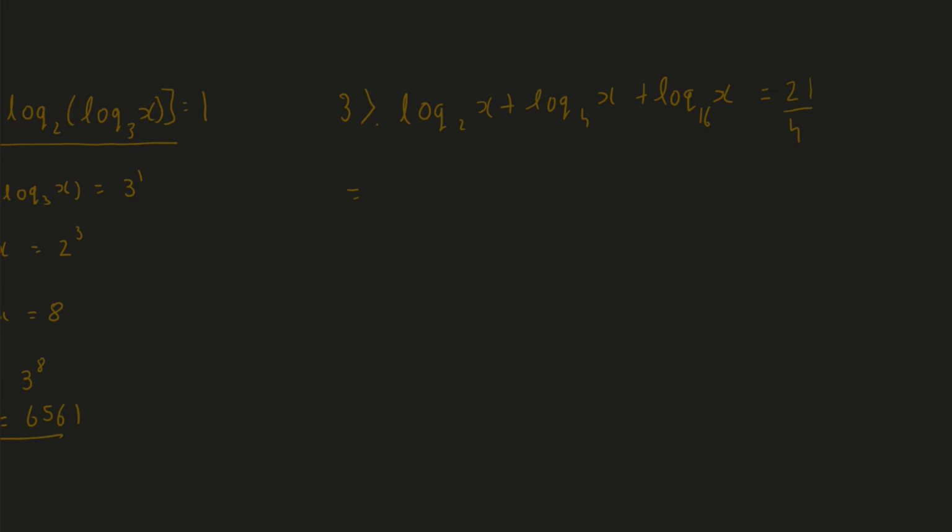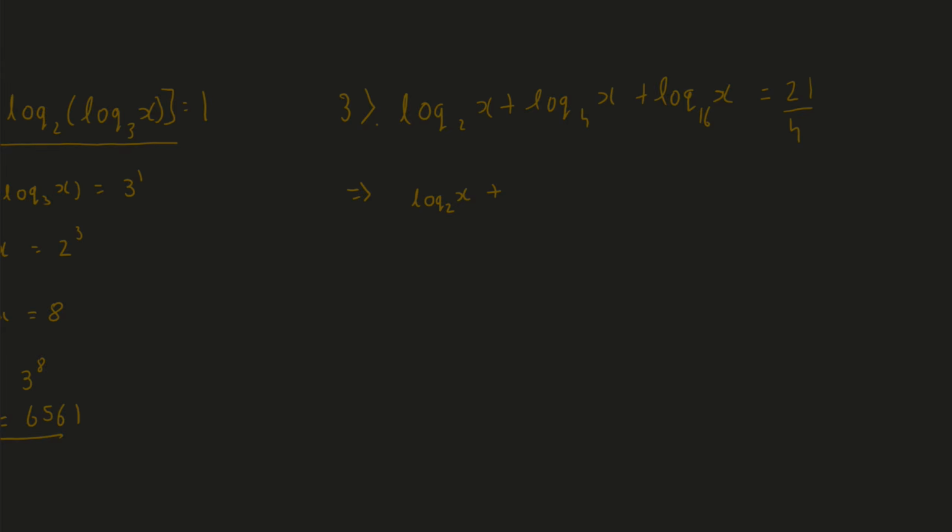The third question is a little bit different. Here we have different bases for every term. Log x to the base 2 plus log x to the base 4 plus log x to the base 16 equals 21 upon 4. So how do we solve this one? Whenever the bases are different, we try to make the bases same. So how do we make the base same?